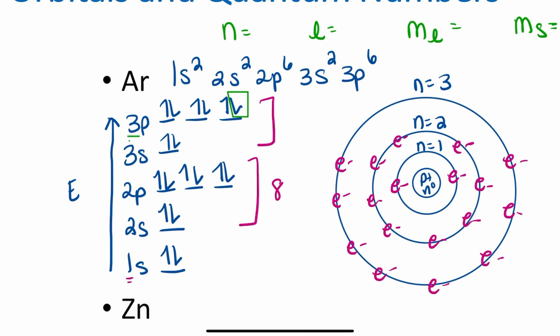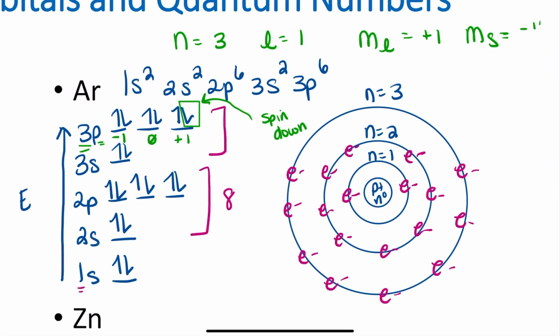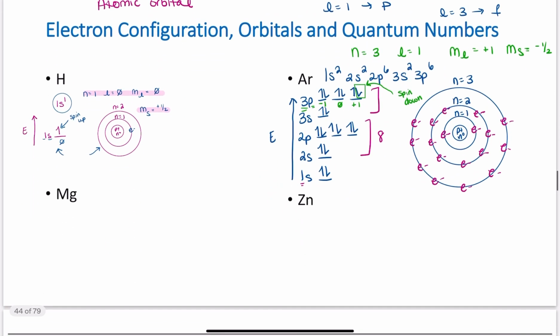I notice it's in the third energy level, so my n value equals 3. It's in a p orbital, so my L value equals 1. My m sub L, by convention, we say the first one is -1, the second one is 0, and the third one is +1. Negative L through 0 to positive L. So -1, 0, +1. So that electron was added to the +1 orbital. That electron is spin down, so I'm going to call that -1/2 because it is spin down.